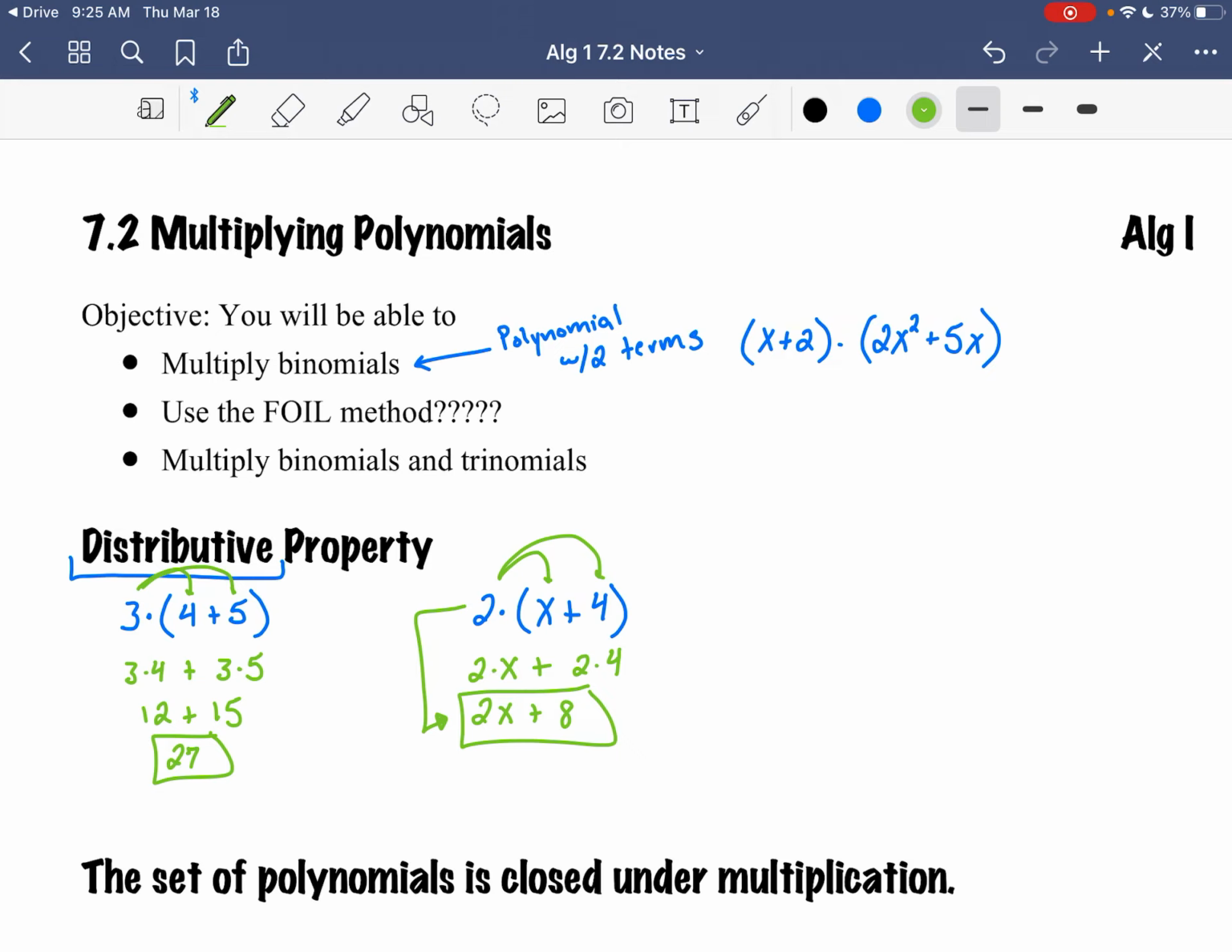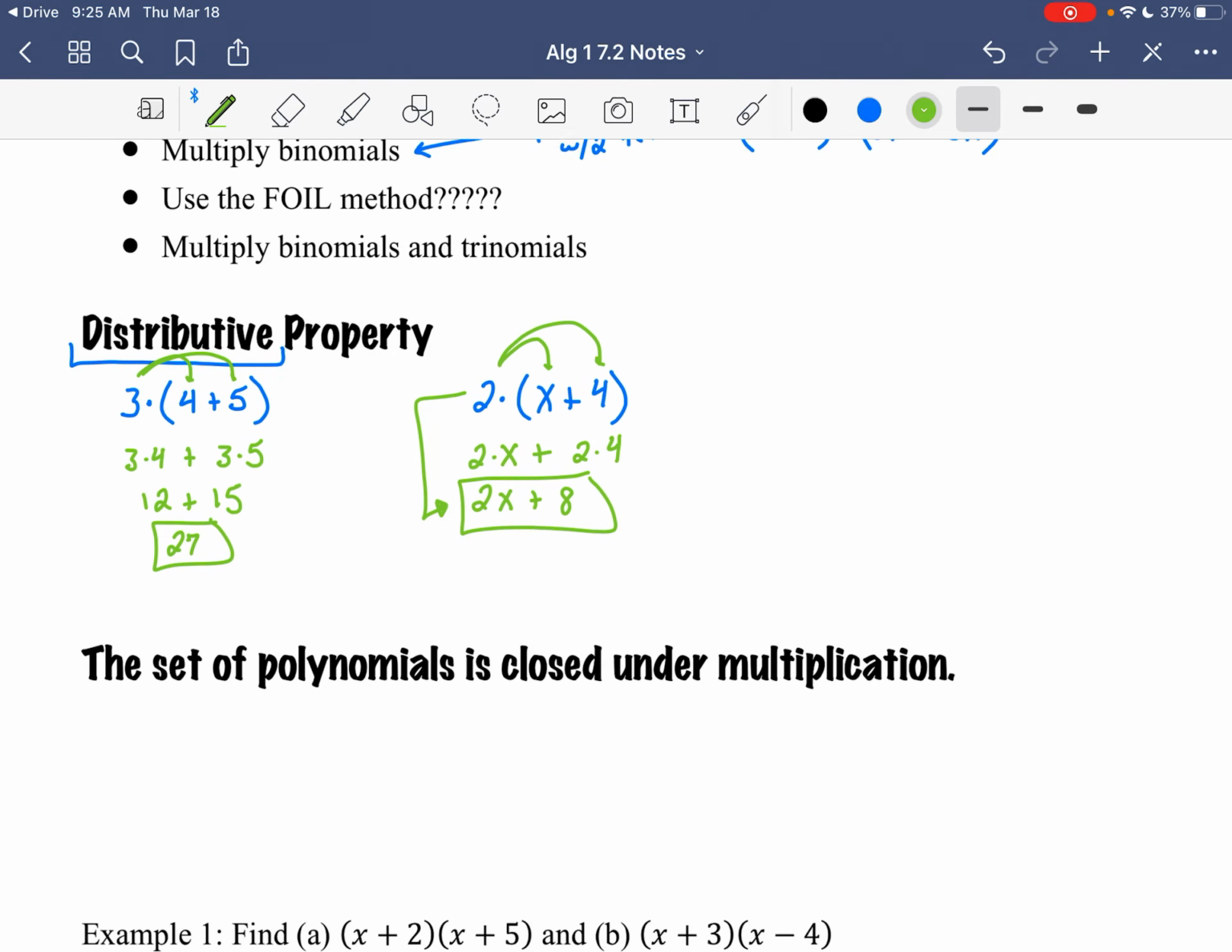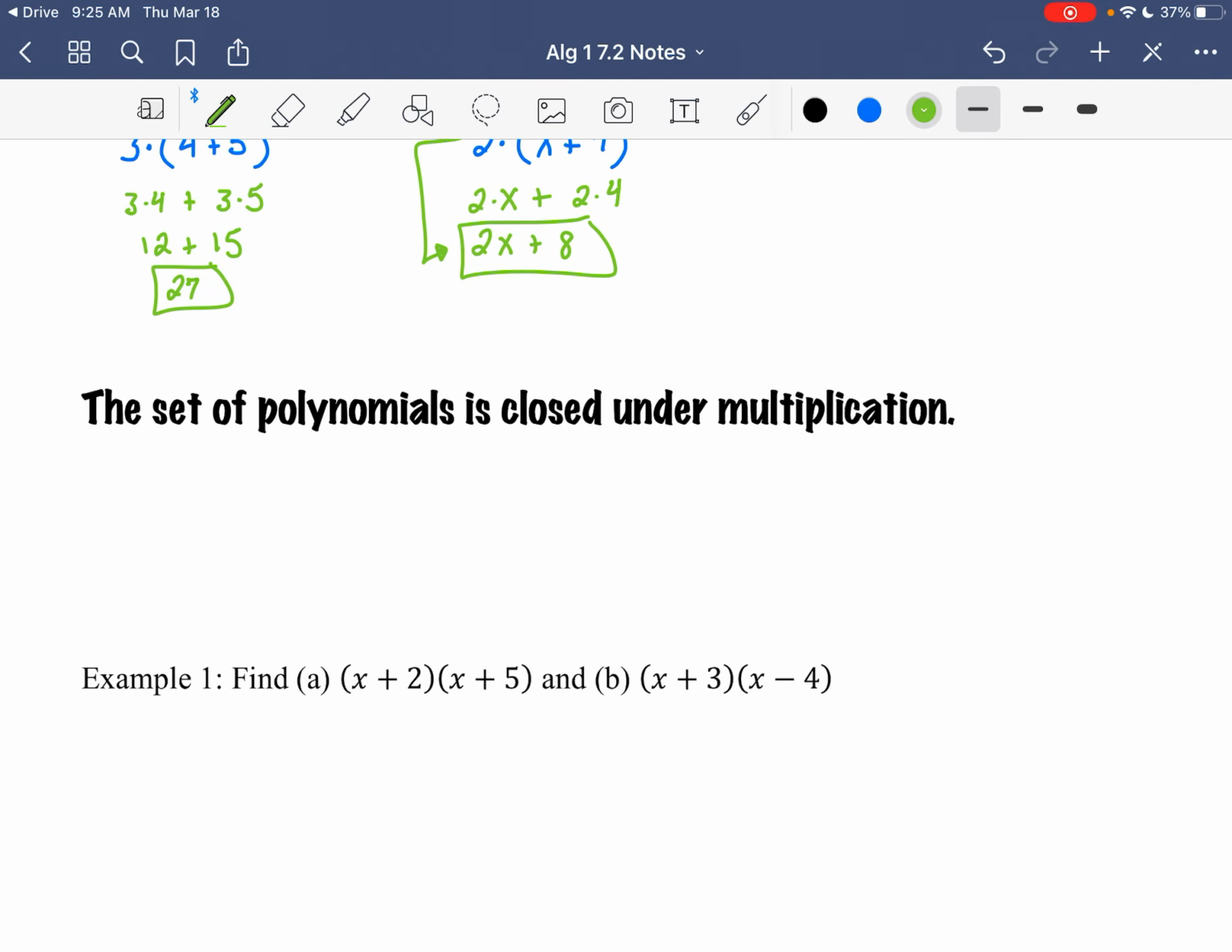We're going to be using the distributive property a lot when multiplying binomials. The set of polynomials is closed under multiplication. If you remember in our previous section, we talked about closed. What that means is if I multiply a polynomial times a polynomial, it is always going to equal another polynomial. Meaning when I multiply two polynomials, I get a polynomial out. It's closed under multiplication.